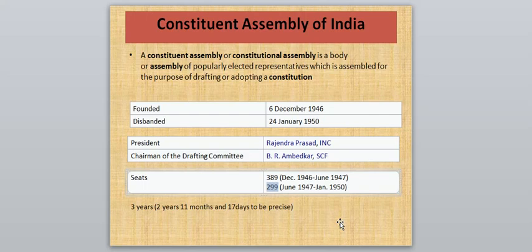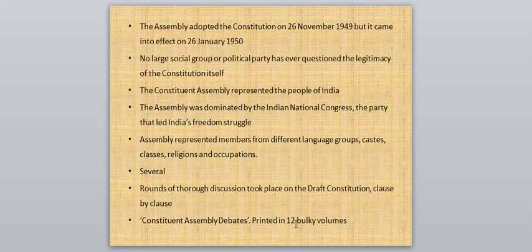But you just have to remember that the Constituent Assembly that wrote the Indian Constitution had 299 members. Okay, this is for your knowledge. Now, this Constitution took around 3 years to draft, if you want to be precise, 2 years, 11 months, and 17 days. Now, what are some of the other points related to the Constituent Assembly?